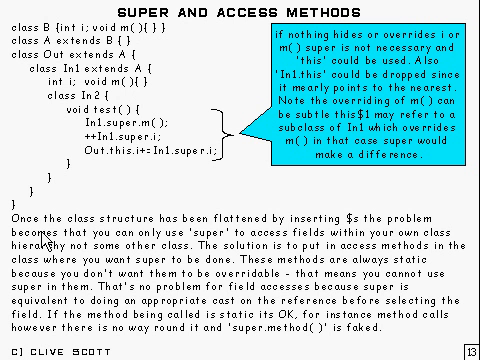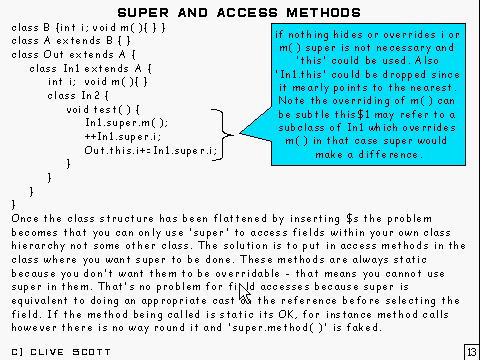Now, what you've got to remember is that once the class structure has been flattened, this has all been unpacked, and you've got dollars inserted all over the place in the class names, then you get a problem. The problem becomes that you can only use super to access fields within your own class hierarchy and not some other class. And of course the answer to that problem is you put access methods in, and you put them into the class where you want the super to be done.